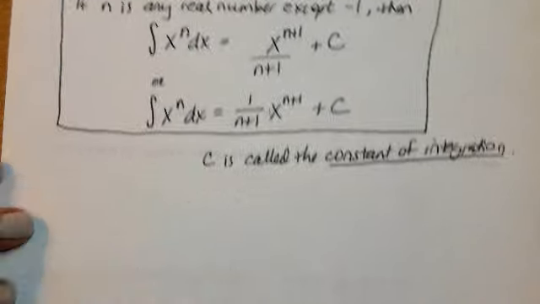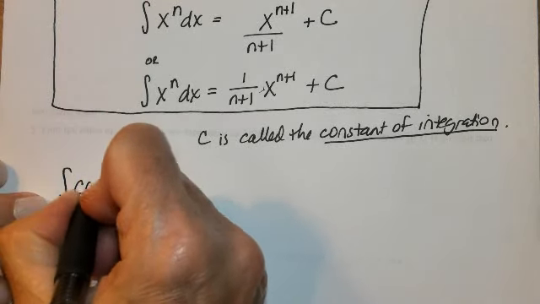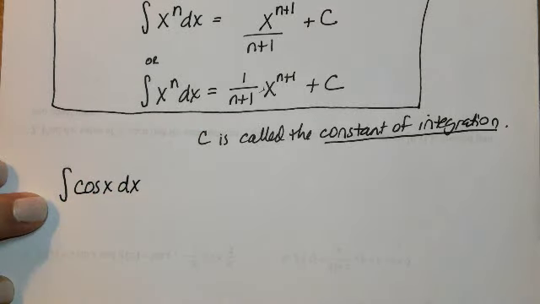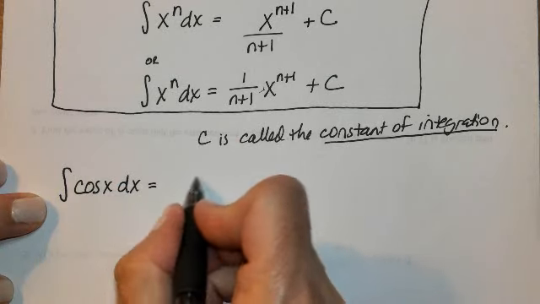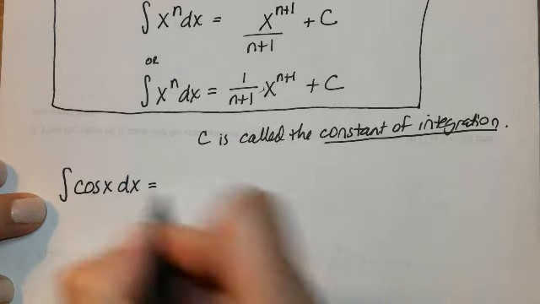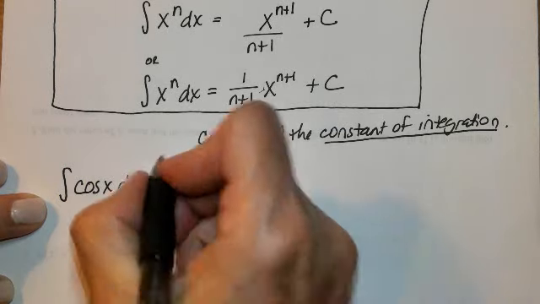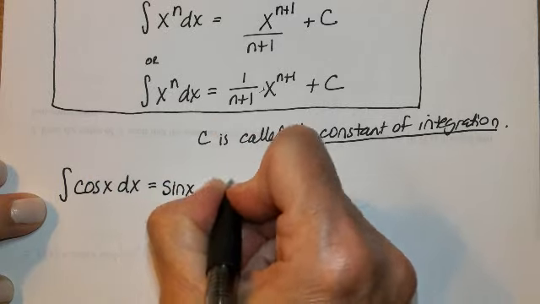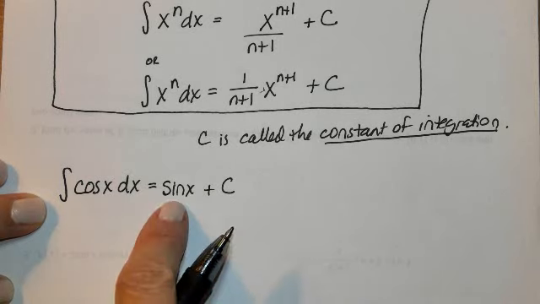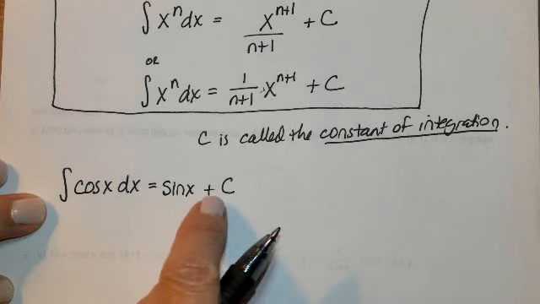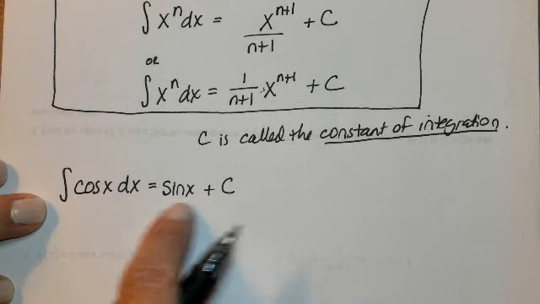Now, of course, it doesn't work for everything. For instance, what if I needed the antiderivative of cosine x? Remember, we want a function whose derivative is cosine x. Well, what function's derivative is cosine x? Sine x plus c, plus any constant, right? You can always check it. What's the derivative of sine x? Cosine x, and the derivative of c would be 0. So the derivative of this would be cosine x.